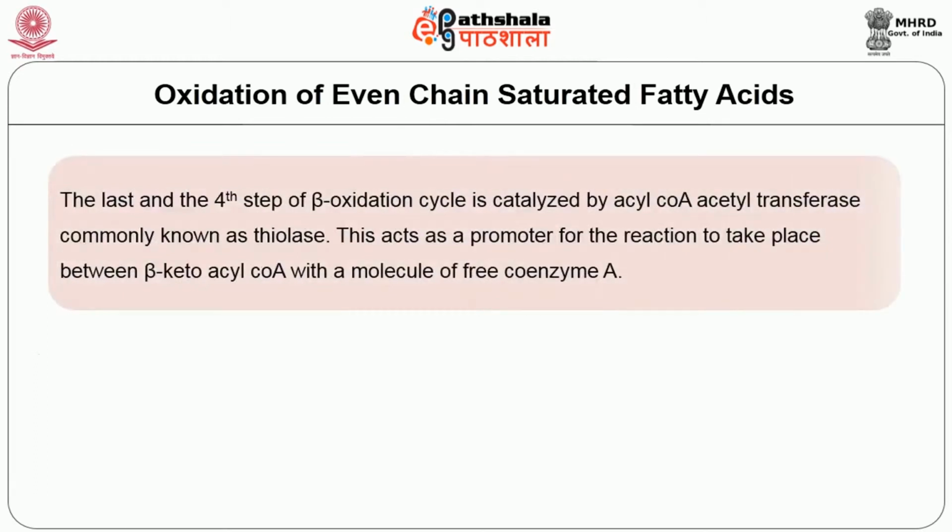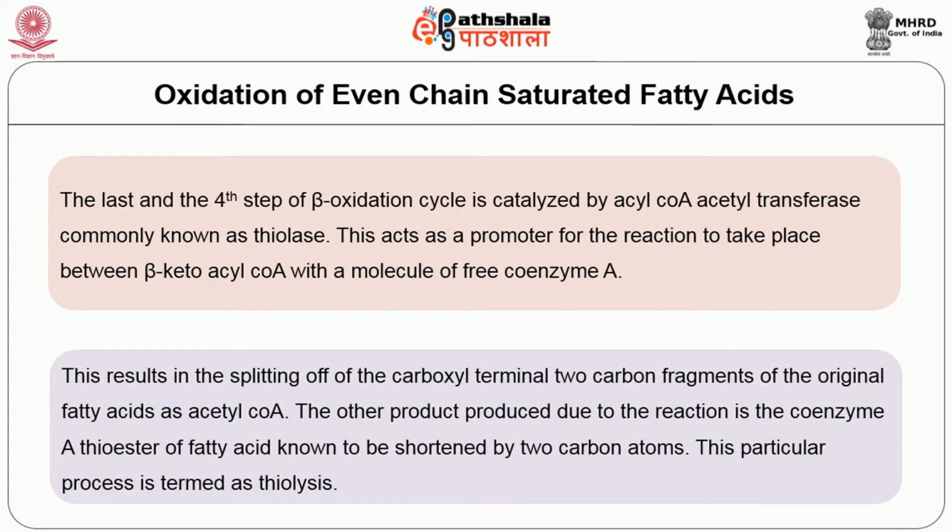The last and fourth step of the beta oxidation cycle is catalyzed by acyl-CoA acetyltransferase, commonly known as thiolase. This promotes the reaction between beta-ketoacyl-CoA and a molecule of free coenzyme A. This results in the splitting off of the carboxyl terminal 2-carbon fragment of the original fatty acid as acetyl-CoA. The other product of the reaction is the coenzyme A thioester of the fatty acid, shortened by 2 carbon atoms. This particular process is termed thiolysis.